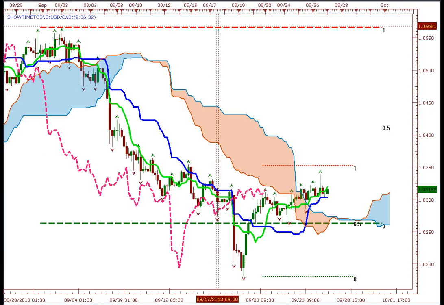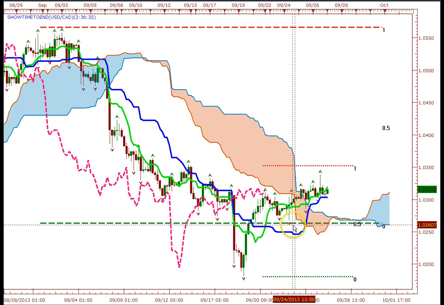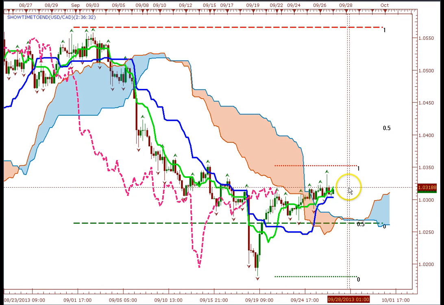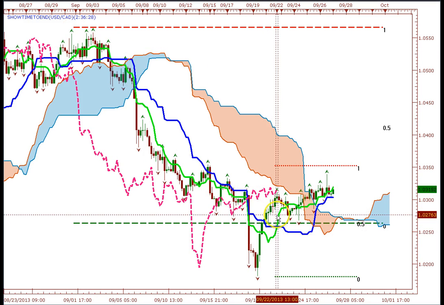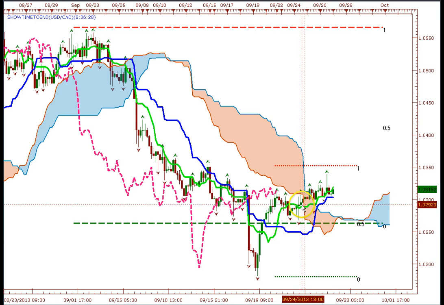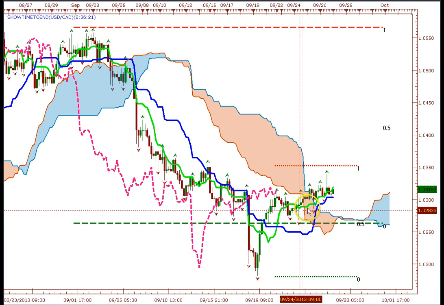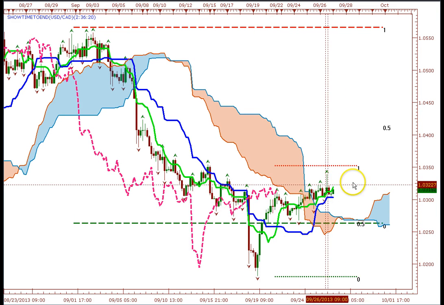All right, so let's go to the dollar CAD. Now this is the one that's looking a little bit bullish. You know, we got a TK crossover here. Price came down, got your TK crossover. Price broke up above the cloud, and so that's a bullish signal. So we're looking long now.